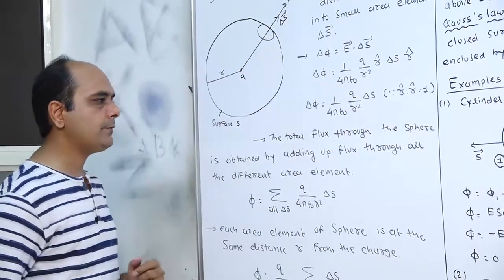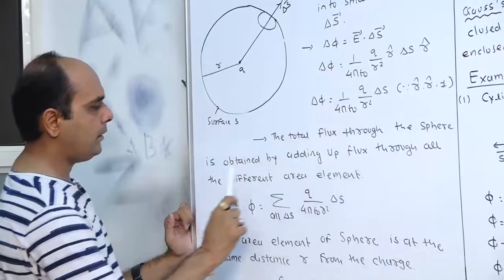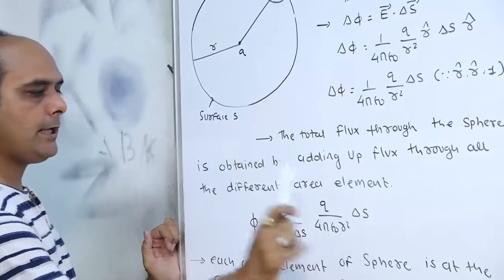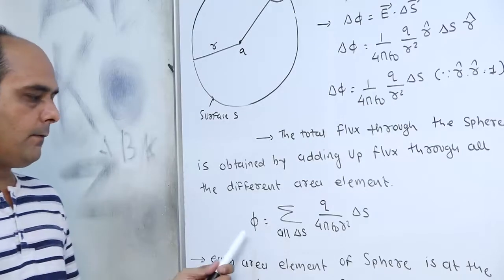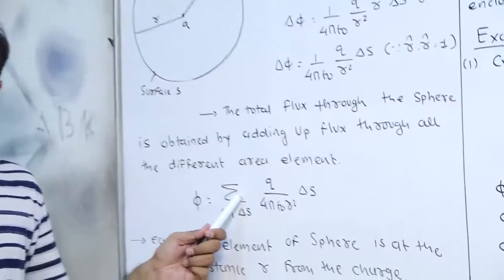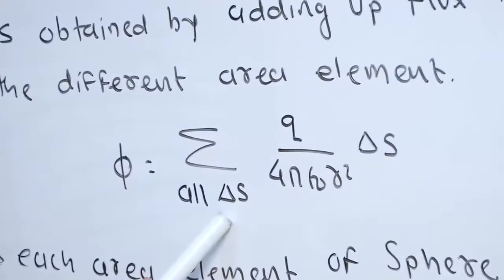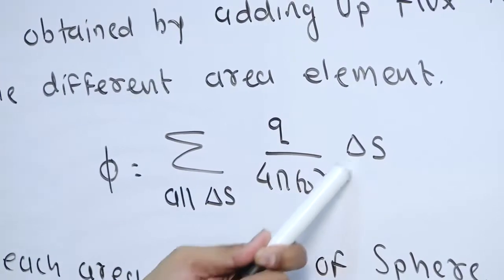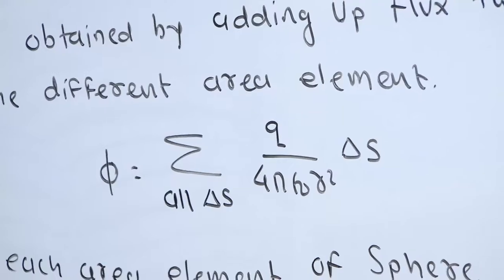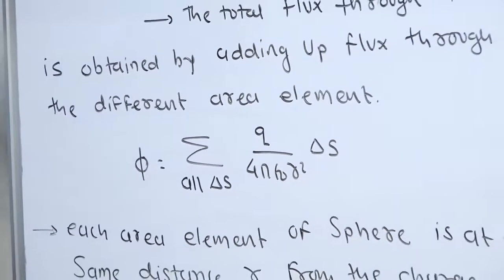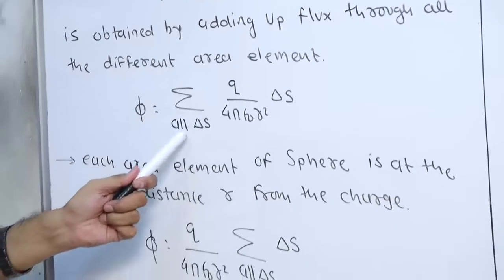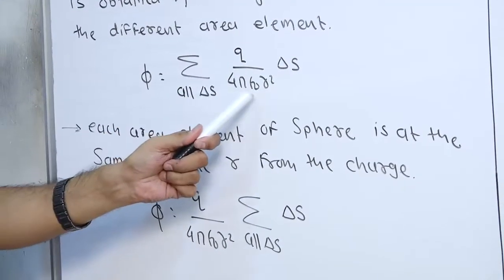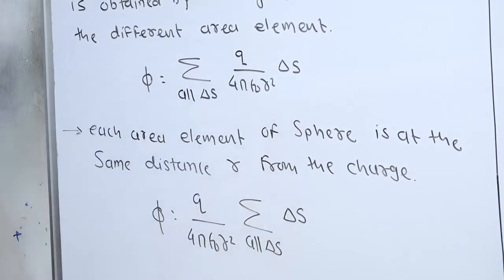So the next step, student: the total flux through the sphere is obtained by adding up the flux through all the different area elements. So flux phi is equal to sigma over all delta S. Rewriting the same equation, q upon 4 pi epsilon 0 r square into delta S. Now the next step, student: sigma over all delta S, q upon 4 pi epsilon 0 r square into delta S.